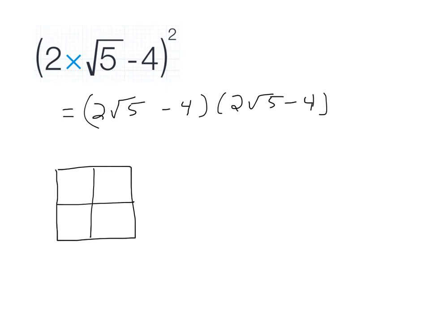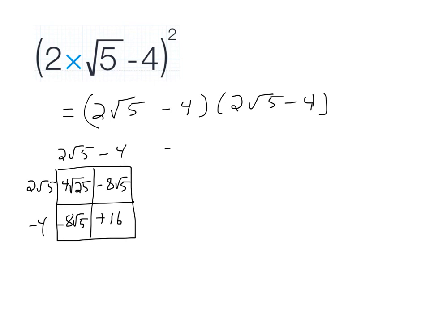All right, so up on top, I'm going to have 2 square root of 5 and negative 4. And on the side, 2 square root of 5 and negative 4. Now, when I multiply in the top left, that's 2 times 2 is 4, and 5 times 5 is 25 inside that radical. Top right, negative 4 is multiplying just the 2, so that's negative 8 rad 5. Same thing in the bottom left, negative 8 rad 5. In the bottom right, it's a negative times a negative, so I'm going to get a positive 16. So that's what I have.